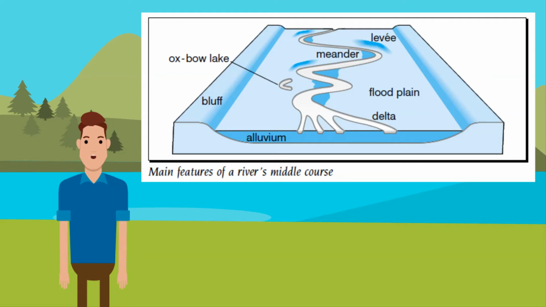The main features of the lower course are a broad, shallow floodplain, with oxbow lakes and levees. The river enters the sea through an estuary or a delta. Deltas occur where a river splits into a series of distributaries. This happens if the river flows into a sea where there are no strong tides or currents, or if the river is carrying large amounts of sediment.